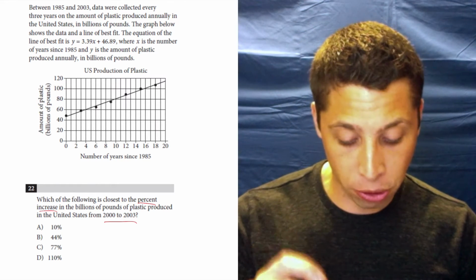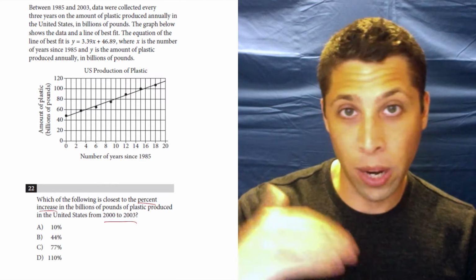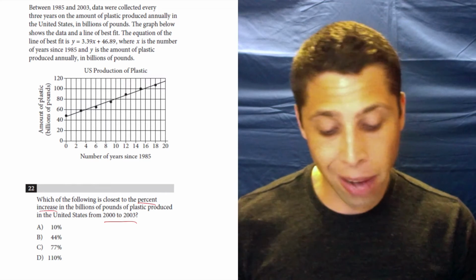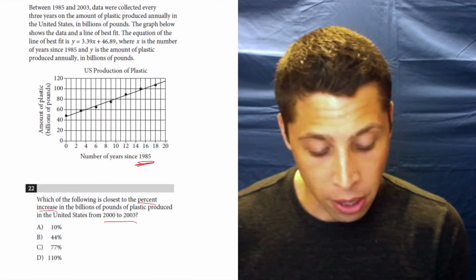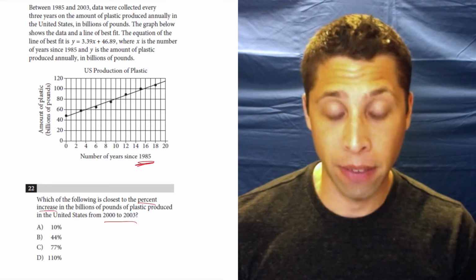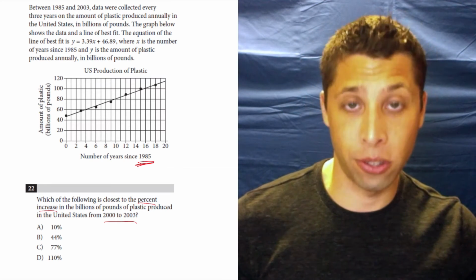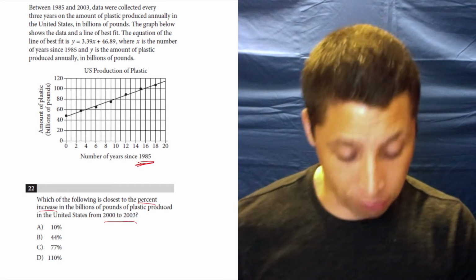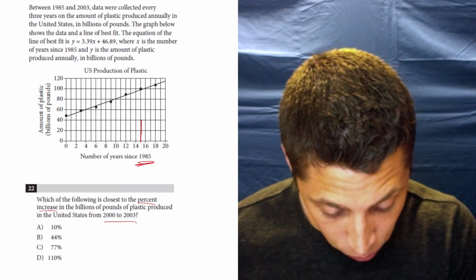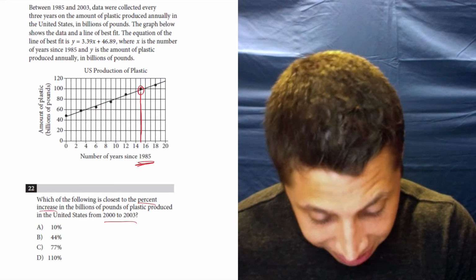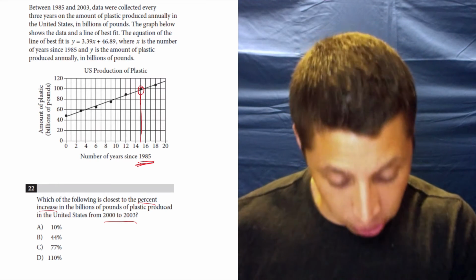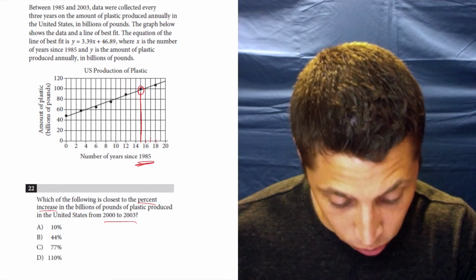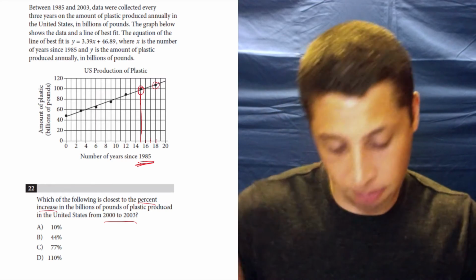So we have to make sure we understand where we're supposed to look, right? So 2000 is not 0. It's not the end of the graph. 2000, we have to count from the year 1985. So that's 15 years after 1985. So that's going to be 15 on the graph, which is right here. And so it's this dot right there. And then 3 years later, so 2001, 2002, 2003 is the next dot.